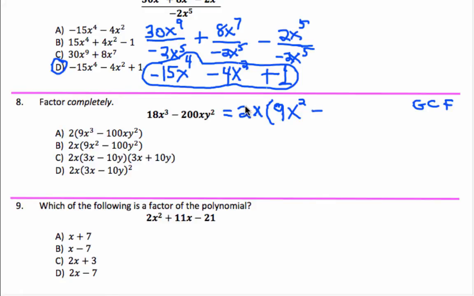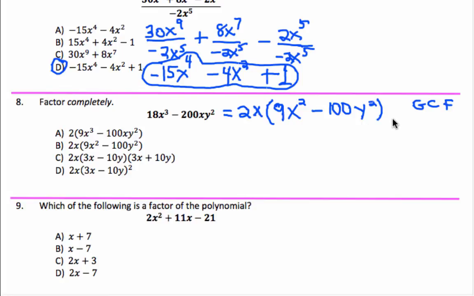Now 2 times what will give me 200? Well, that'll be 100. I'm just figuring out now what I need to place here inside the parentheses so when I distribute the 2x, I get what I started with. So 2x times 100 will give me 200x, but I need 200xy squared, so I need to add a y squared here. Now, usually what we've gotten to so far is one of the choices, and you see that is choice B.